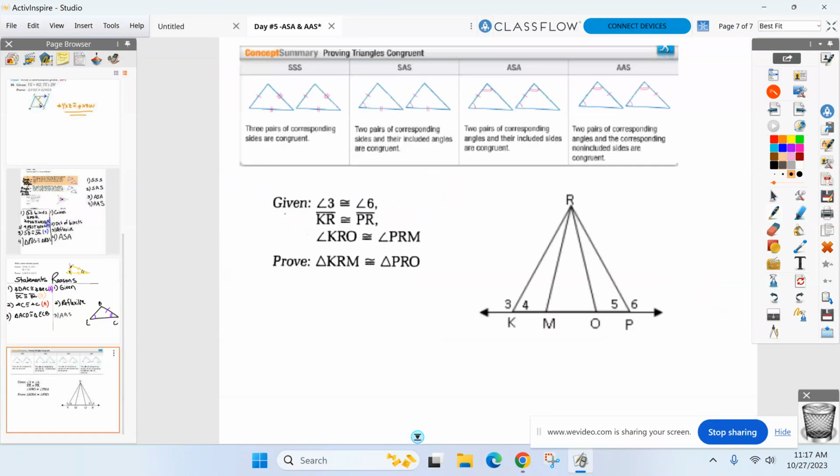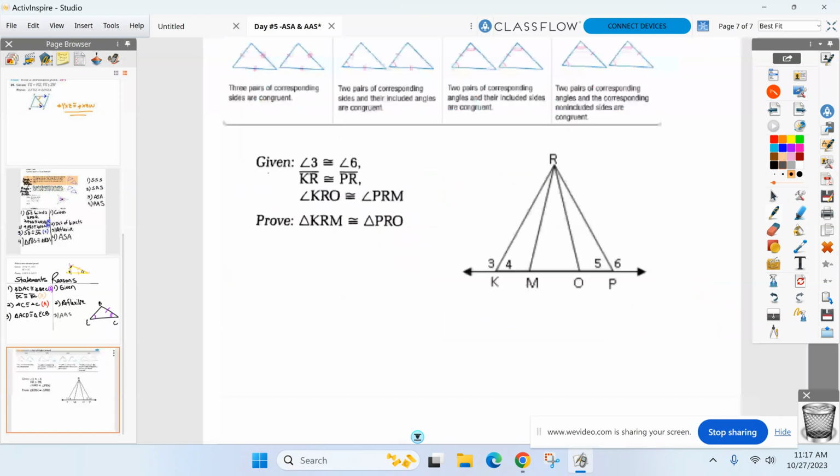There it is, right here. Copy down the diagram, the givens, and the proof, and you do your thing. Talk it over within your group.